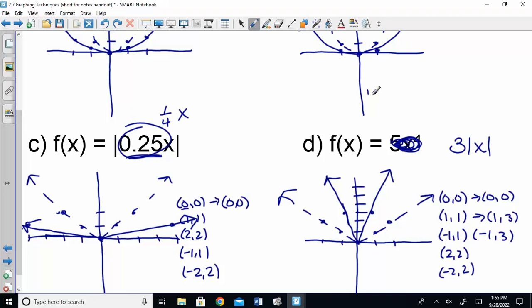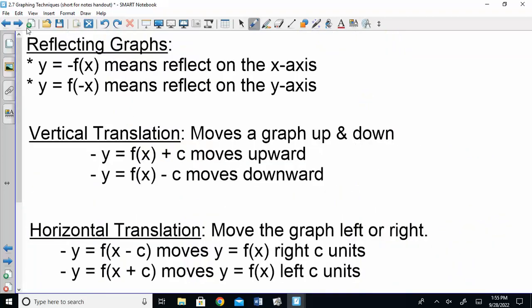Stretching and shrinking, that's the trickiest piece. Let's talk about a few more of the transformations before we stop for the day. So the next step, we have reflecting graphs. That's like flipping. That's caused by a negative. Outside, it's y. So if you think about a graph, if you take the y's and make them negative, it flips it over the x-axis. Okay, if it's on the inside, it's making your x's negative. So if you take your x's and make them negative, it flips them over the y-axis.